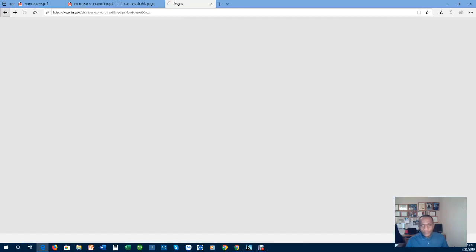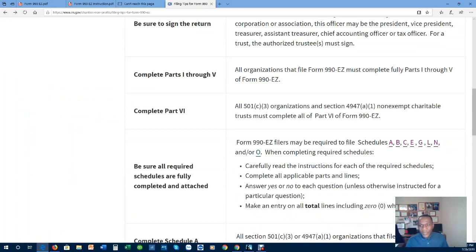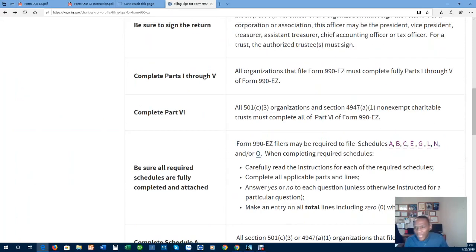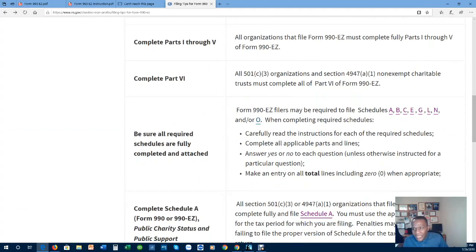Okay? So that completes the overall aspect of getting you ready for the form. Basically, you have to ensure that all required schedules are fully completed and attached. Carefully read the instructions for each of the required schedules. These forms usually take time, specifically if you have applicable schedules that must be completed carefully and accurately.